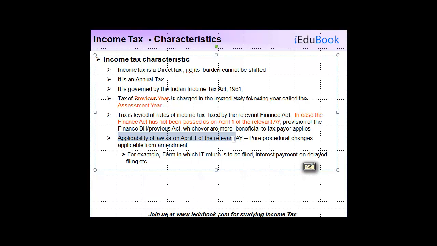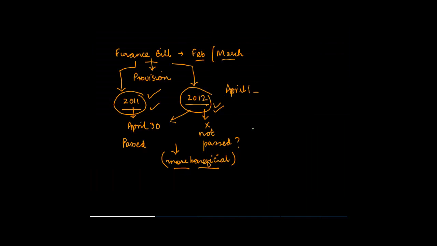Applicability of the law is as on April 1 of the relevant assessment year. Let's say, for example, there is some change in the law on April 15th, 2012. Now the assessment year which is running here is assessment year 2012-13, which relates to previous year 2011-2012.